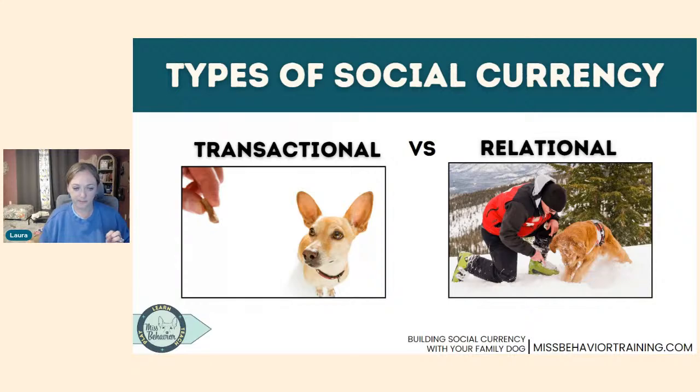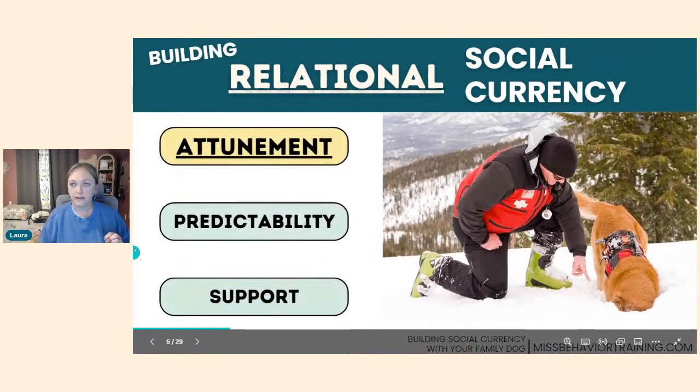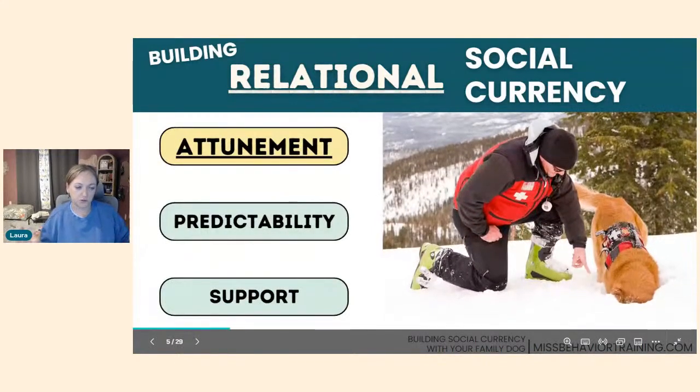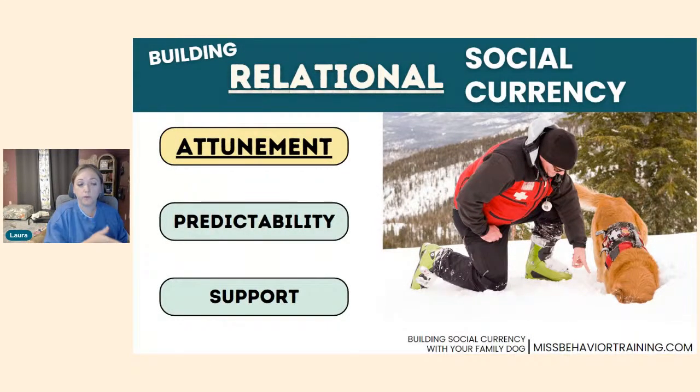Okay. So moving on, I keep hitting the wrong button. All right. So again, building that relational social currency, this is where we'll be looking at the attunement, the predictability, and the support that we can offer for our dogs.